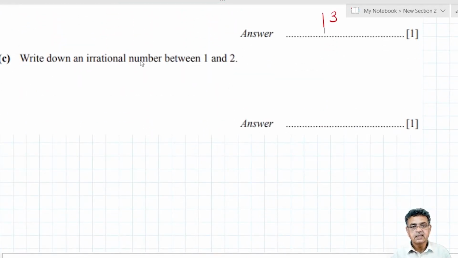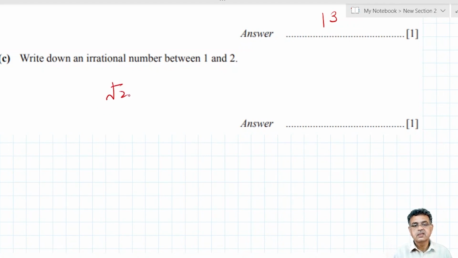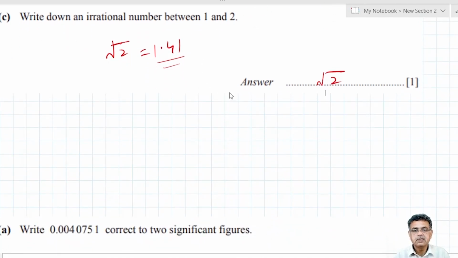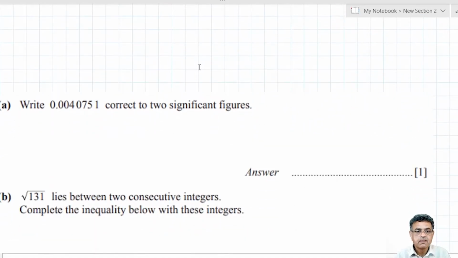Okay, write down an irrational number between 1 and 2. An irrational number between 1 and 2 will be under root 2. Its rounded off value is 1.41, but it never ends. So this is an irrational number between 1 and 2, you can say. There may be some other numbers like under root 3 or many other numbers.